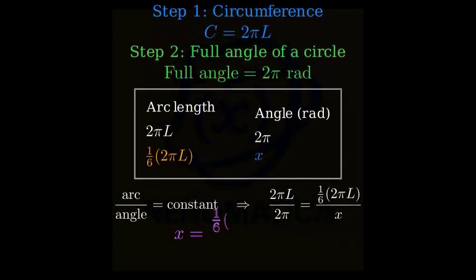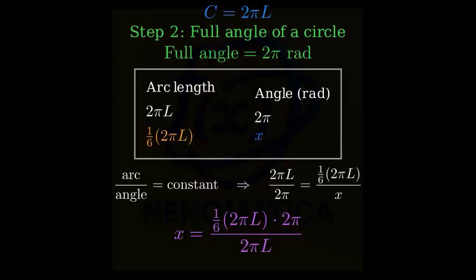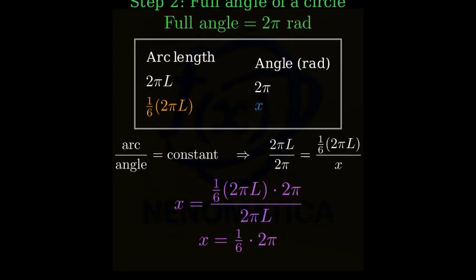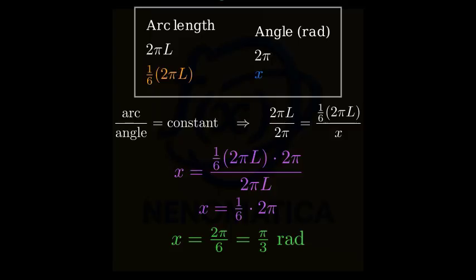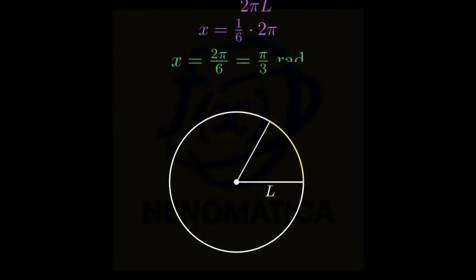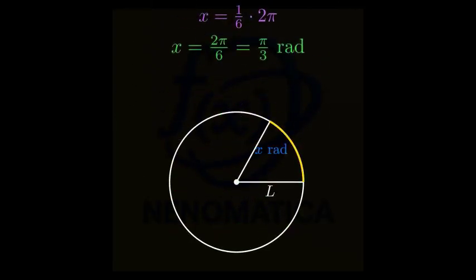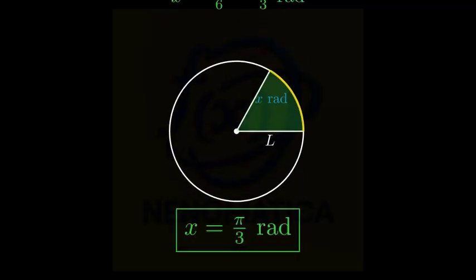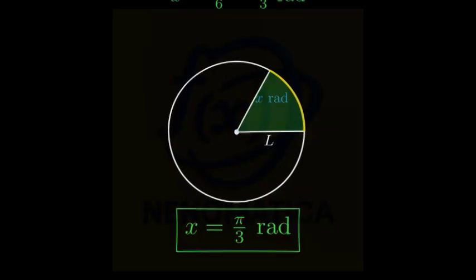Now simplify by canceling common factors. That leaves 1/6 times 2 pi. The result is pi over 3 radians. For intuition, an arc that is 1/6 of the entire circle corresponds to 1/6 of the full angle. Since the full angle is 2 pi, 1/6 of that is pi over 3. Let's highlight the 60-degree sector on our diagram to reinforce the idea. Final answer. The central angle is pi over 3 radians.